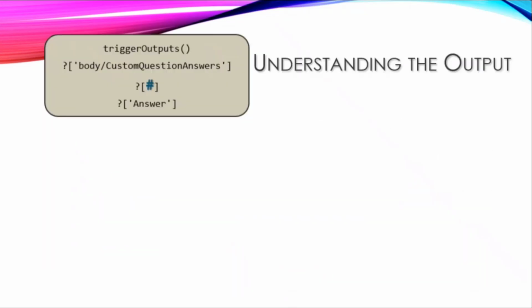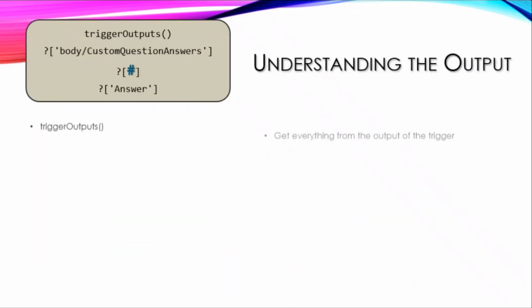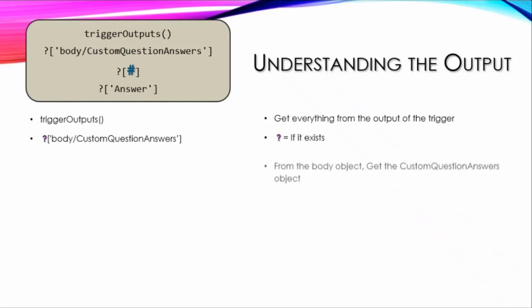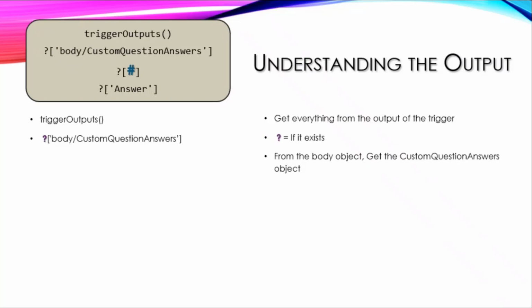So what all does this mean? The trigger outputs, it's getting everything from the output of the trigger. And then there's this question mark. And this took me the longest time to figure out, but the question mark just means if it exists. So if it exists, I want to get from the body object the get custom question answers object. And then I wanted to get the individual pieces out of the array.